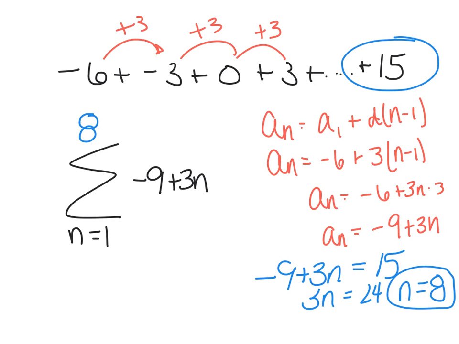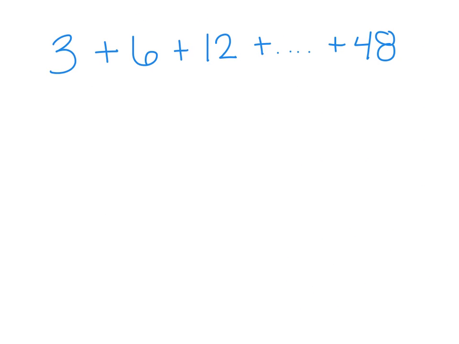And again, we can verify. -9 plus 3 times 8 is 24, which gives 15. So that holds true. So once you know what the rule is, and you can say it's arithmetic or geometric, I would just write the rule and plug it in. All right, let's try another one where we go backwards and write the summation.